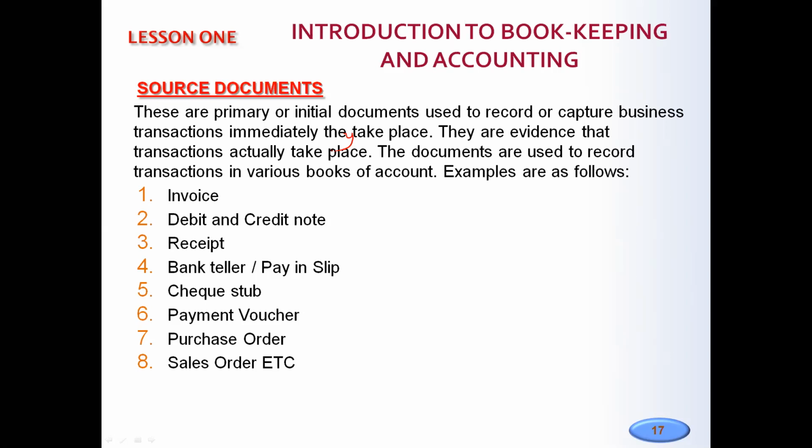Examples of source documents that we have are the invoice, debit and credit notes, the receipt, bank tellers, pay slip, check stub, payment voucher, purchase order, and sales order. In the next video, I will get a copy of some of these documents, a picture of each, and put it up for our understanding. The invoice is the evidence that sales take place.